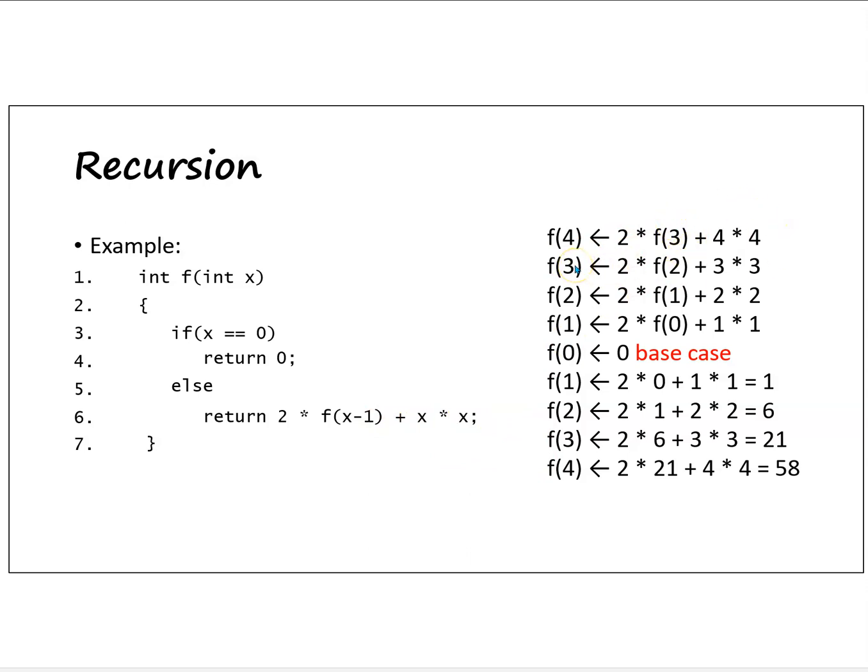f of 3 is 2 times f of 2 plus 9. f of 2 is 2 times f of 1 plus 4. And f of 1 is 2 times f of 0 plus 1. So the base case will return 0, which we then plug into f of 1, which will give us 2 times 0 plus 1, which is 1. Then we take 1 and we plug it into f of 2, which gives us 2 times 1 plus 4, which is 6. Then we take 6 and plug it into f of 3, which gives us 12 plus 9 equals 21. And we plug f of 3 into f of 4, which gives us 58.